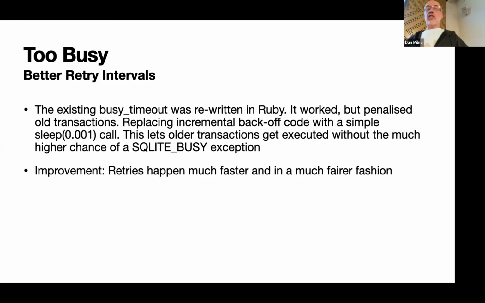The next thing they did, when they moved the busy handler from C into Ruby, they just copied the implementation, and it's basically an exponential backoff. So the first one waits for a fraction of a second, then a bit longer, and then a bit longer, until you hit the timeout, and then it throws the exception.